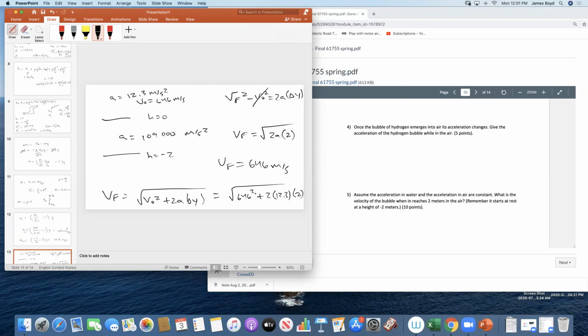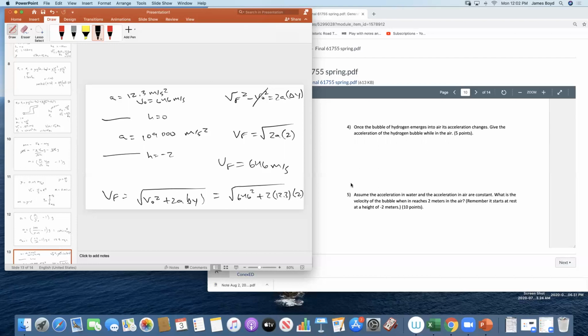Whatever velocity it gets to the air interface with, it's basically going to have like 646.3 or something, which is a little weird. You might think that it would keep accelerating and be going much faster after it traveled 2 meters up. It really isn't. It gains all of its speed under the water. I thought that was interesting.